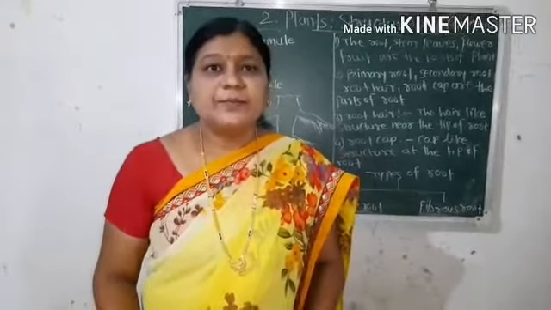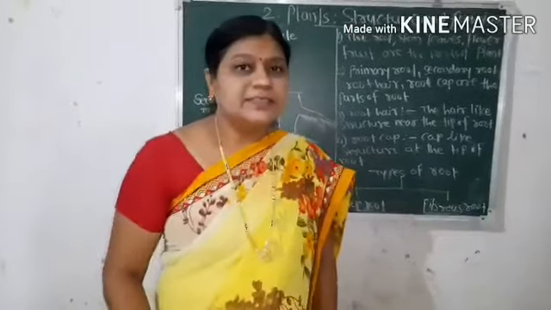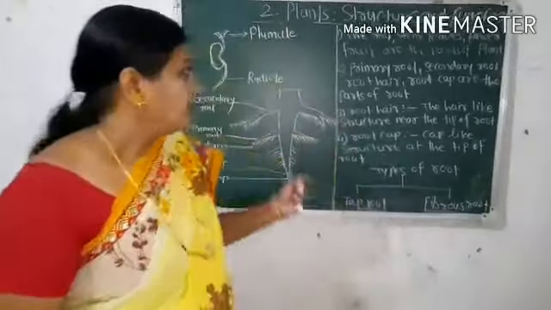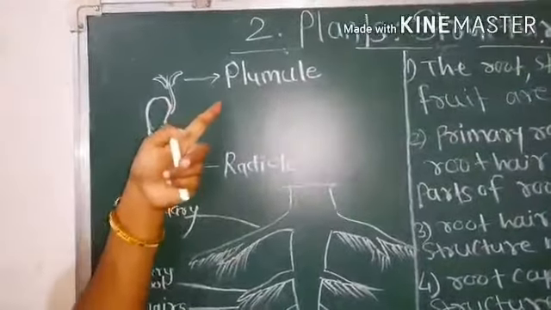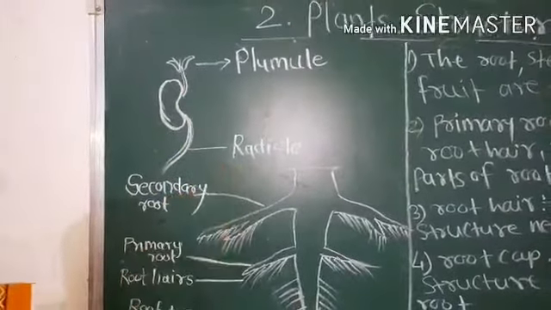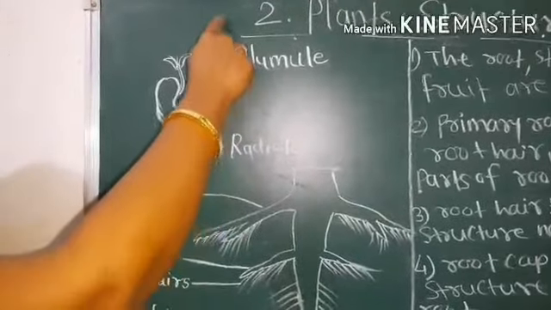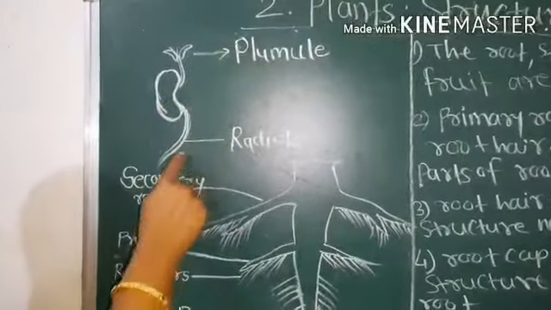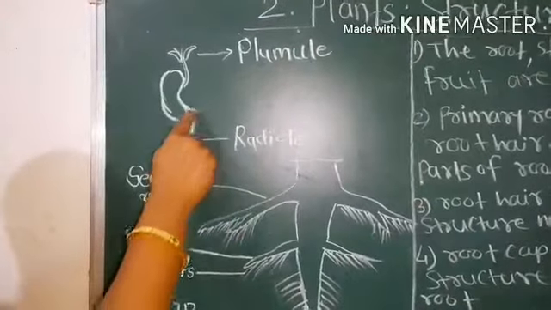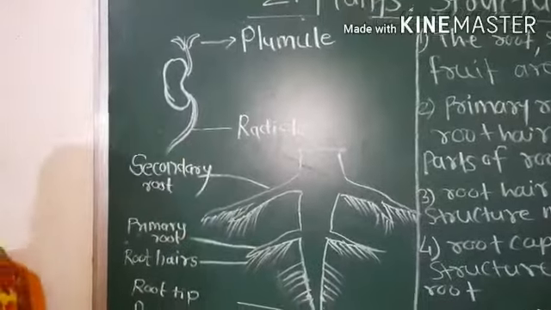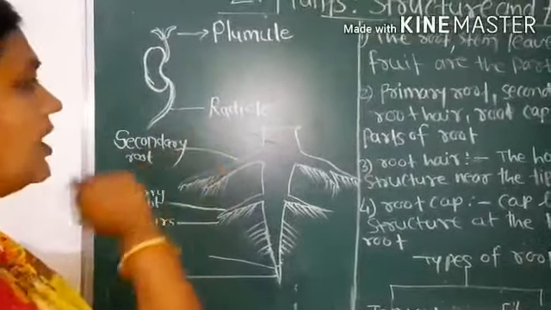What will you see? Two parts come out from the seed. See in this diagram, these two parts are plumule and radicle. Plumule is the part which grows above the soil, and radicle is the part which grows into the soil or in the ground. So the root grows from this radicle into the ground.